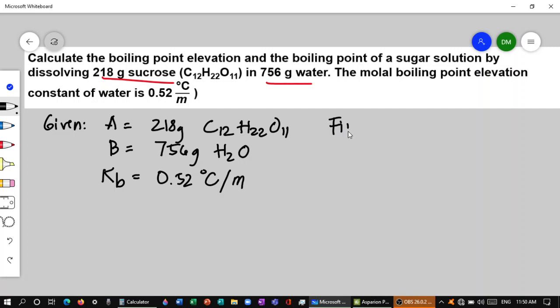Let's focus on what we are finding here. First, we need to find out the boiling point elevation or the change in the boiling point. That's equal to the constant multiplied by the molality of the solution. So obviously we have already the constant. Now we need to find out the molality of the solution. So let's find out the molality of the solution.